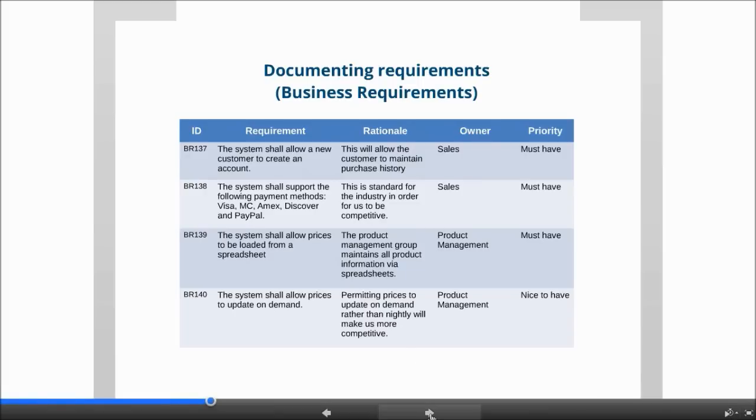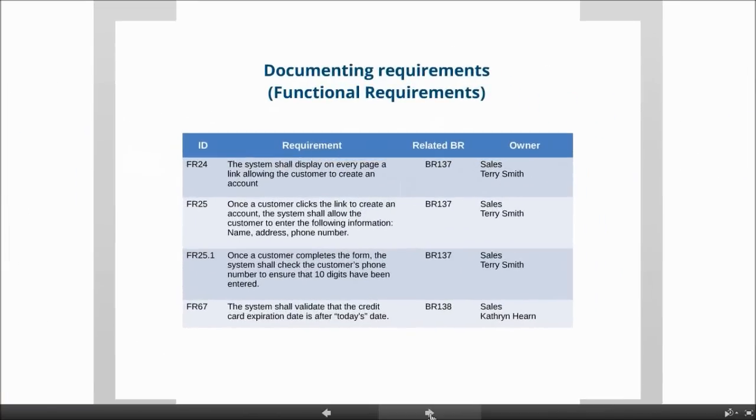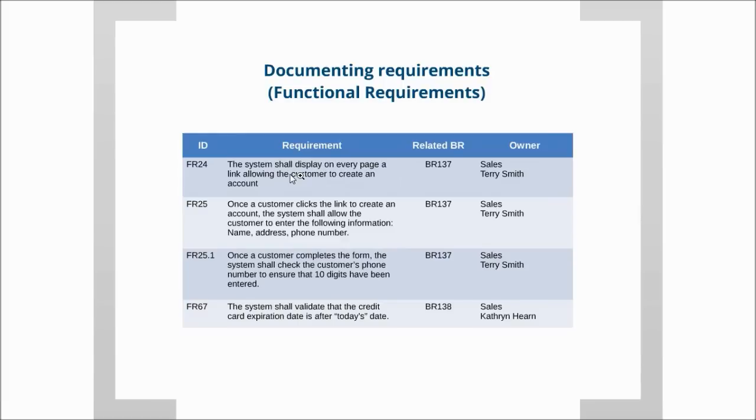Now the next step is going into the functional requirements. So these are the FRs. And if you notice, I've related them to the business requirements. Now, that first business requirement that we looked at was BR 137. Well, these three functional requirements tie directly all to that one business requirement. So, if you remember, the business requirement was, as a new customer, I want to be able to, well, I'm putting this in user story format, but the system shall allow a new customer to create an account.